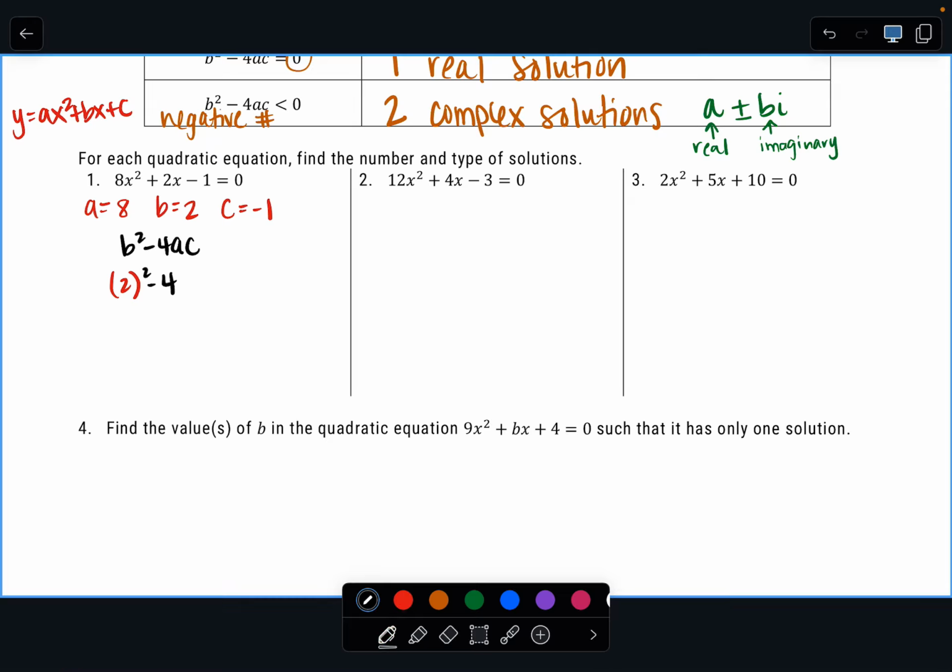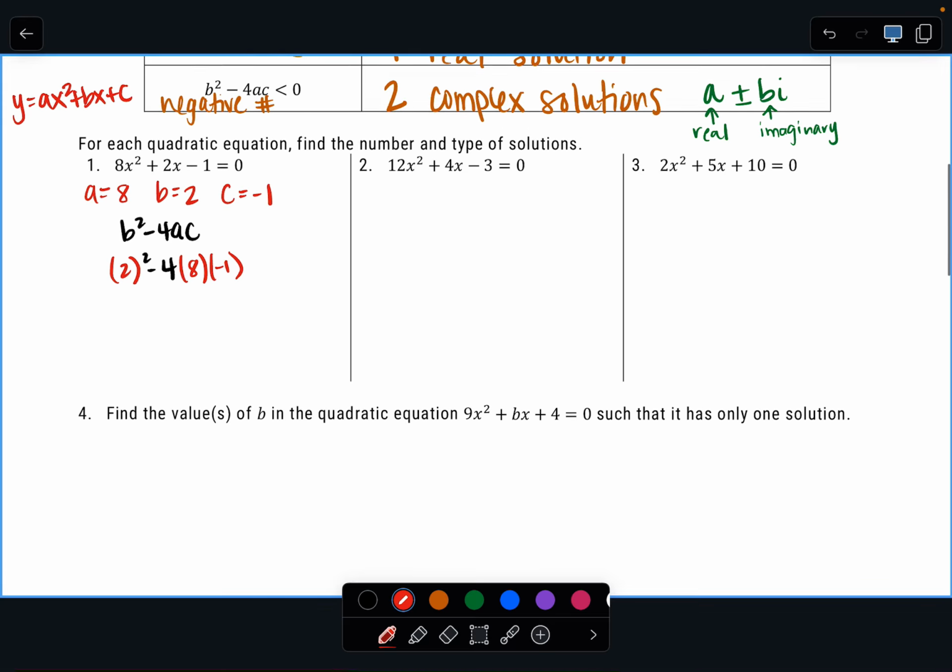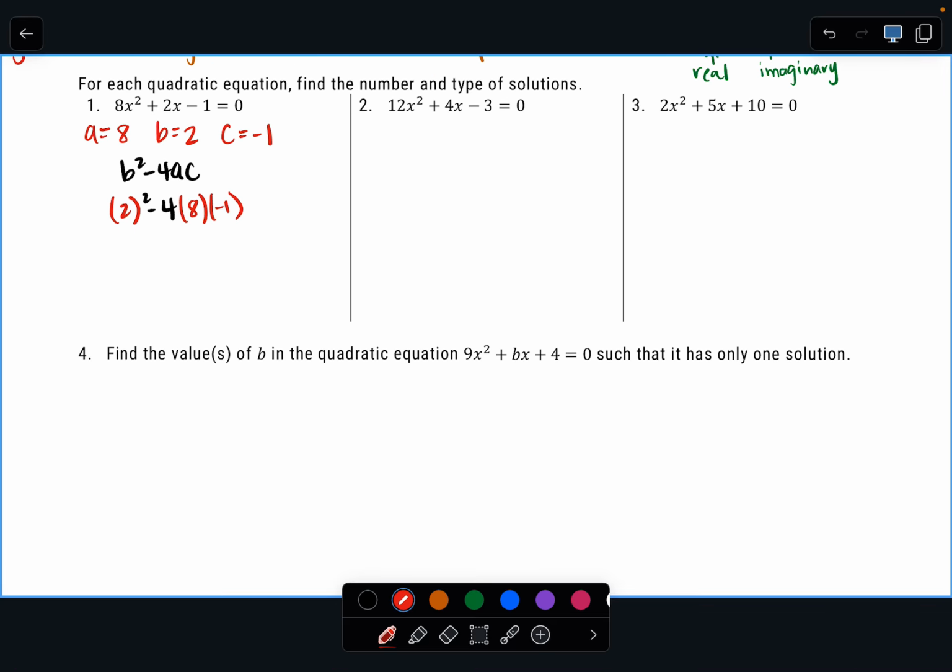So I'm going to take my 2 squared minus 4. My a is 8. My c is -1. The one thing that's going to be important for these types of problems is that you keep your signs organized, because sometimes forgetting a negative is going to completely change your answer. So what is 2 squared? 4. So I got 4. And then we can take this piece by piece. What's 4 times 8? 32. And then what's 32 times -1? -32. So I'm really subtracting -32.